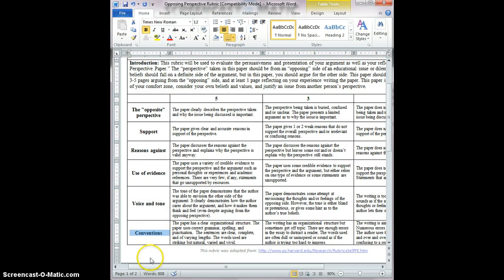Finally, conventions. This means that your paper has an organizational structure or flows. Headings work well for some writers and others do not need them. Use whatever will make the paper flow from one point to the next. Also, check your spelling and grammar, write in complete sentences, and use language or words that really convey the feelings of someone supporting this issue.